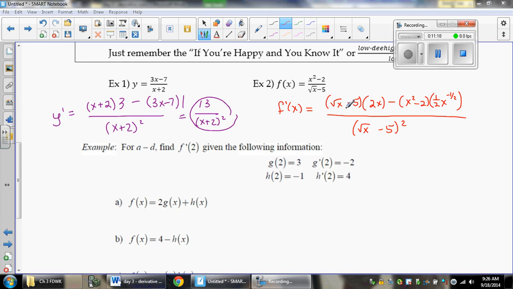Magic! Welcome back. Up here, you should end up with this. Bottom times the derivative of the top minus the top times the derivative of the bottom, all over the bottom squared. This is not really begging to be simplified, so if you want to, go ahead.